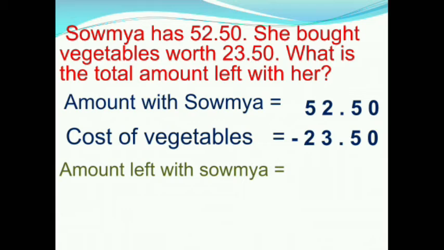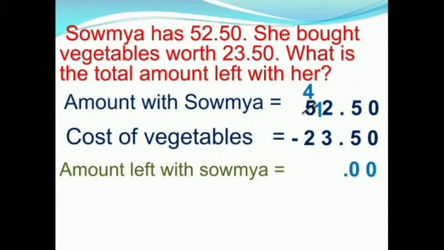First we should subtract paise. 50 paise minus 50 paise is equals to 0. Next we should subtract rupees. Here first we should subtract 3 from 2. We can't subtract 3 from 2 because 2 is smaller than 3. So we should borrow 1 from tens place to units place. 10 plus 2 is equals to 12. After borrowing 1 from tens place to units place, tens place is left with 4.